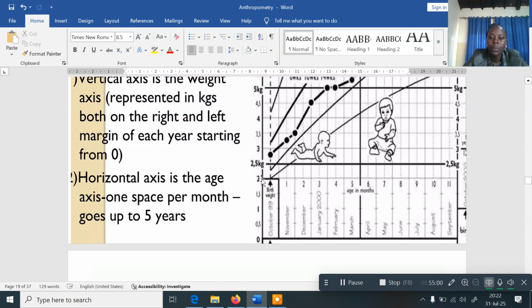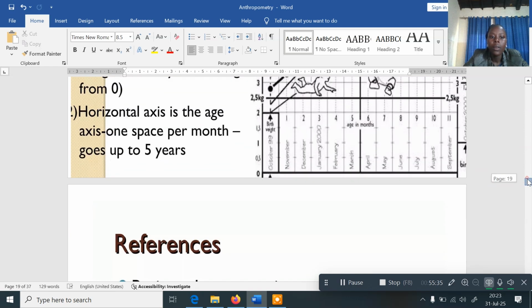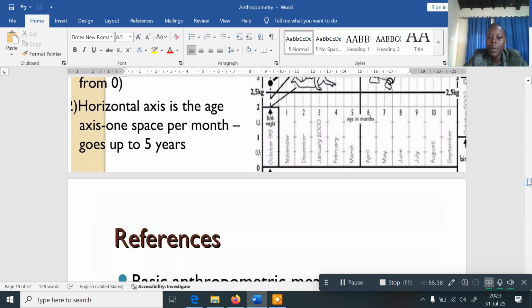Then from 0 to a month. Then the interval between this first month and the second month is still 1 month, and it goes in that way. So these are the months down here. See, this one started in November, December, January 2000. This was October 1999, November 1999, December 1999, January. But we have updated ones. Yes, so that is the child growth monitoring chart.